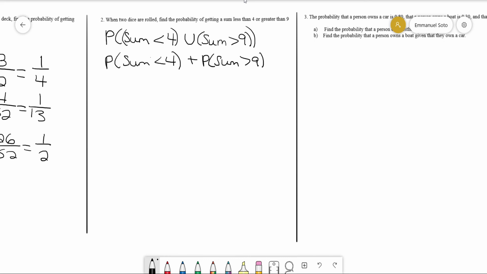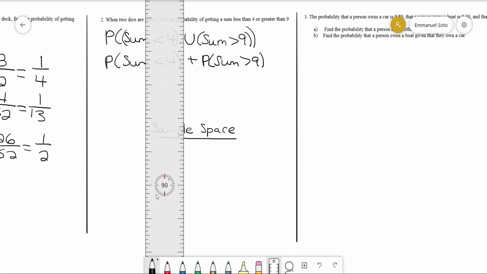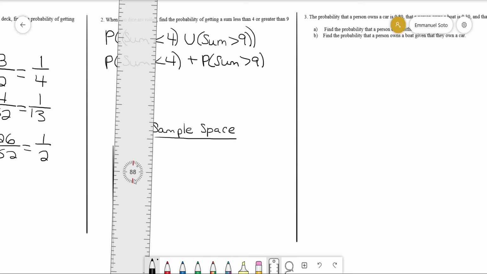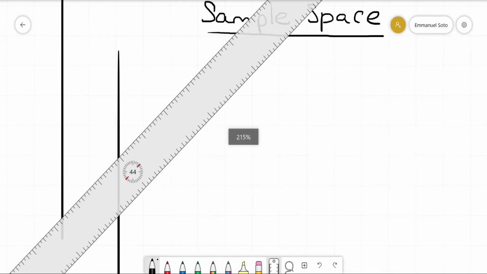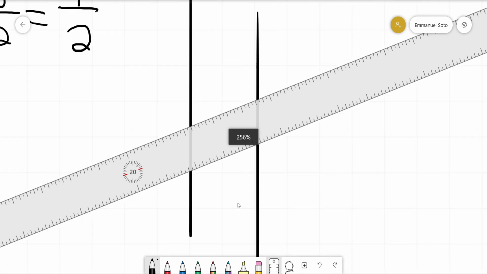In order to do this, we need to make a table. This table has all the possibilities, known as our sample space. So we're going to do our sample space down here. So we have 6 possibilities for the first die and 6 possibilities for the second die. So we're going to draw a 6x6 table. Let me zoom out a little bit.